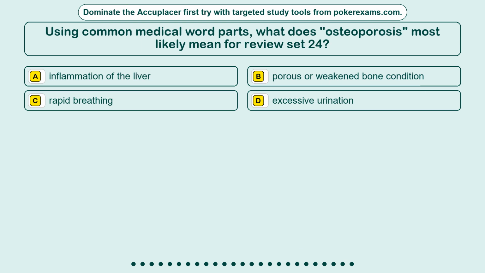Question 23. Using common medical word parts, what does osteoporosis most likely mean for review set 24? Option A. Inflammation of the liver. Option B. Porous or weakened bone condition. Option C. Rapid breathing. Option D. Excessive urination.